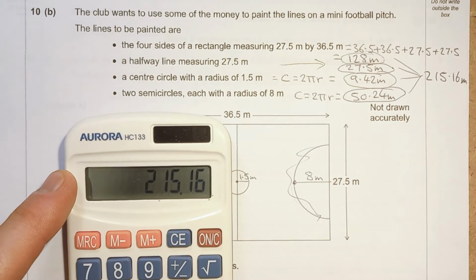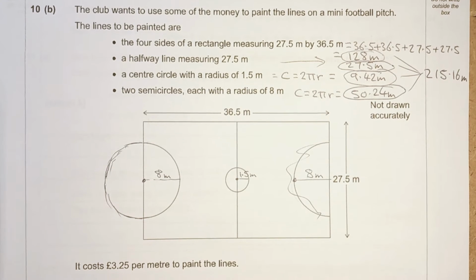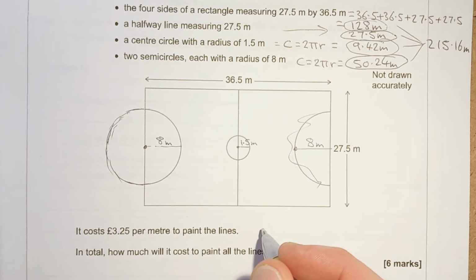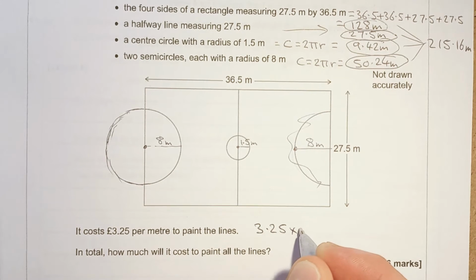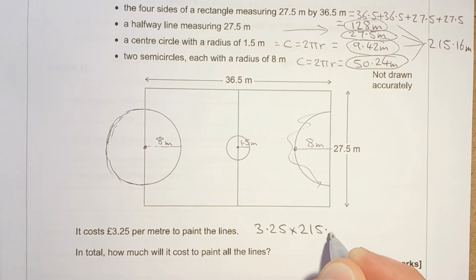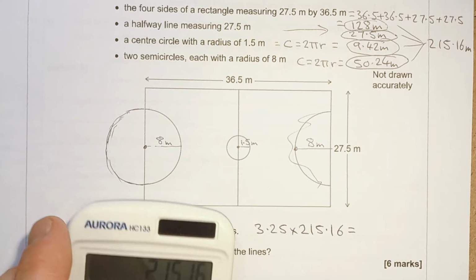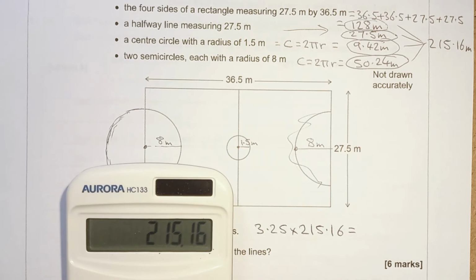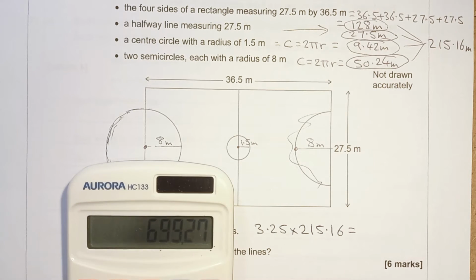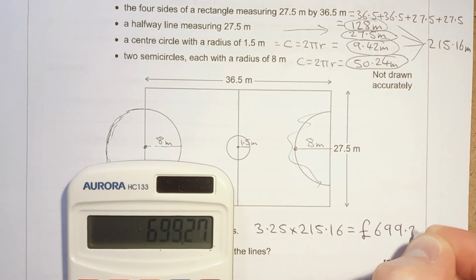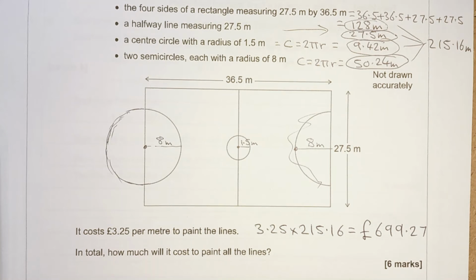215.16 metres. Right. It costs £3.25 per metre to paint the lines. So we want £3.25 times the total distance, which is 215.16 metres. So we've still got that in the calculator. Multiply it by £3.25. We get a total of £699.27.